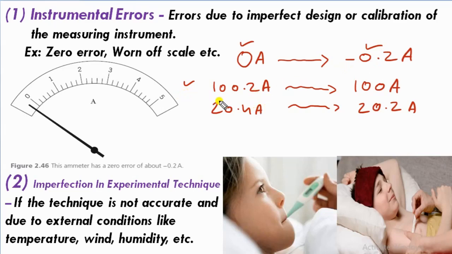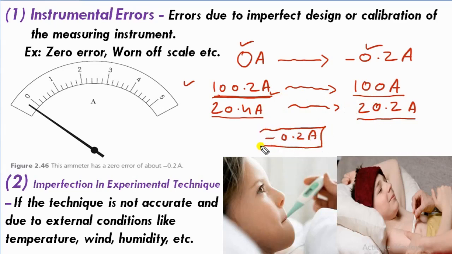Okay. So when the true value of the current being measured is 100.2 ampere, this ammeter will measure it as 100 ampere. When the true value of the current being measured is 20.4 ampere, the same ammeter will give a reading of 20.2 ampere. So each time it will show a reading 0.2 ampere less than the true value. The error here is minus 0.2 ampere. This is the zero error in our instrument.